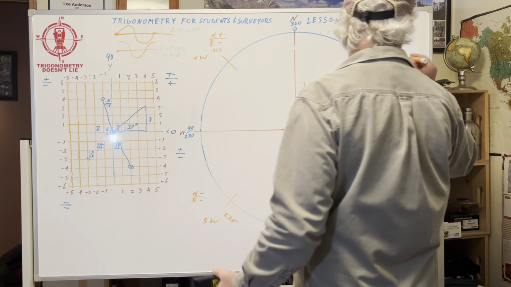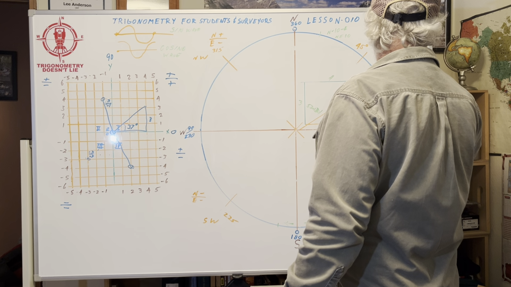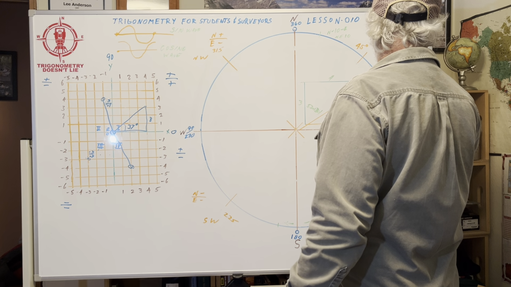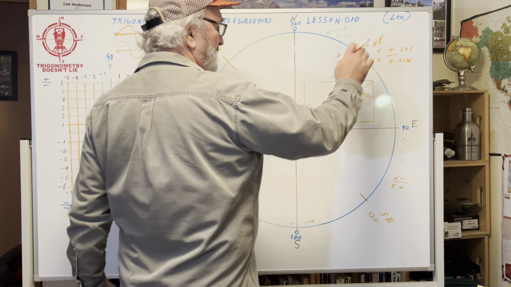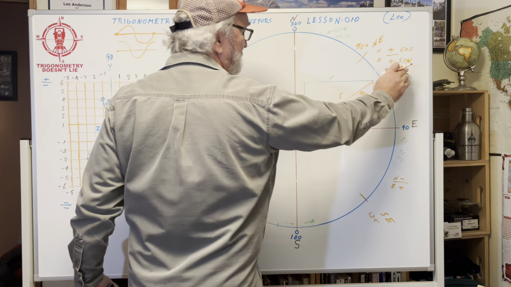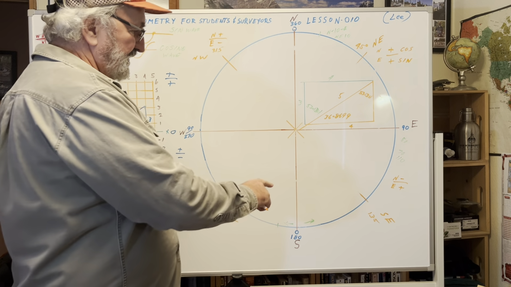So I'm going to go northing and then cosine. Then easting is sine. So you have to keep this in mind. The northings are cosine all the way around, and eastings are sine. It's all going to hold the same. Okay, now we're going to go down here.